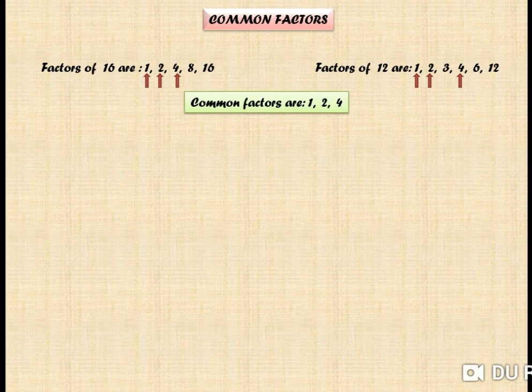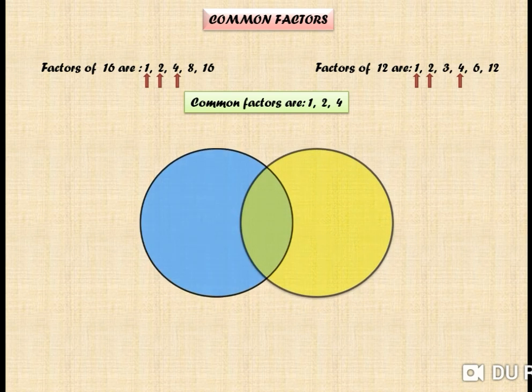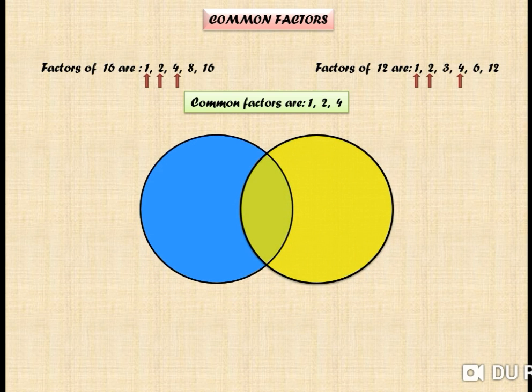Now he wants to write it down in an overlapping circle picture. Let us see how he writes it. First he writes the common factors, that is 1, 2 and 4, in the center, that is the overlapping part. Then he writes the remaining factors of 16 on the left and the remaining factors of 12 on the right.